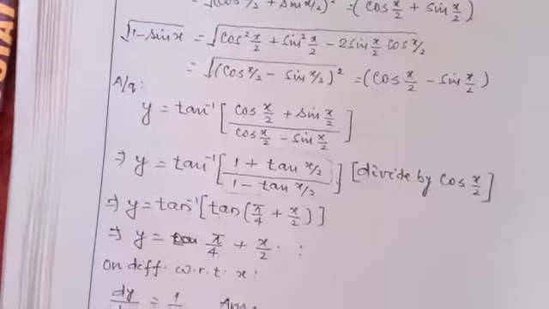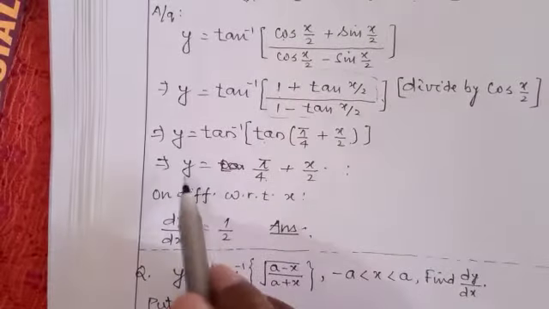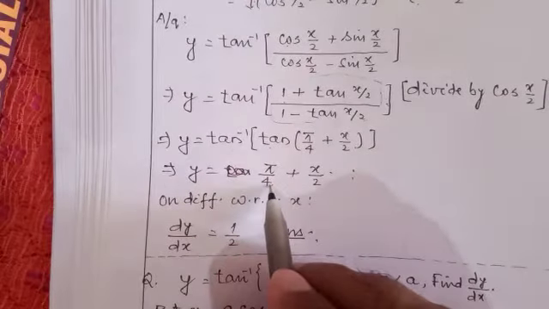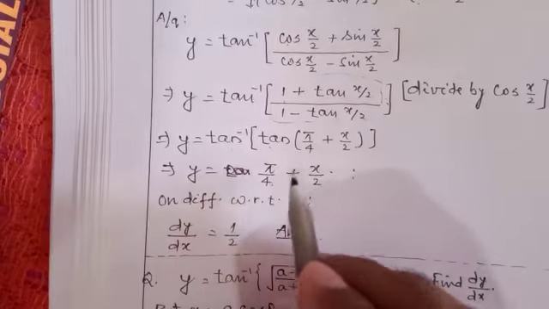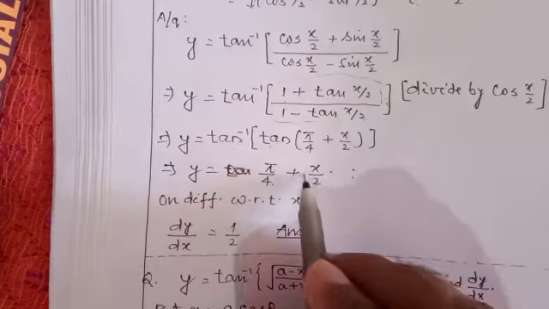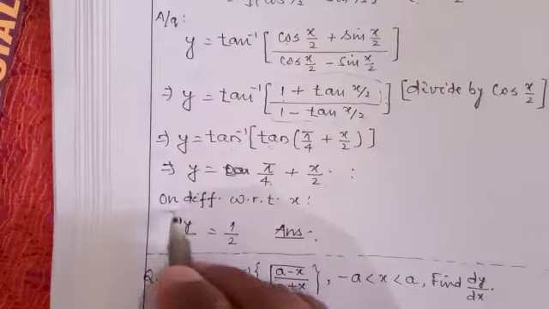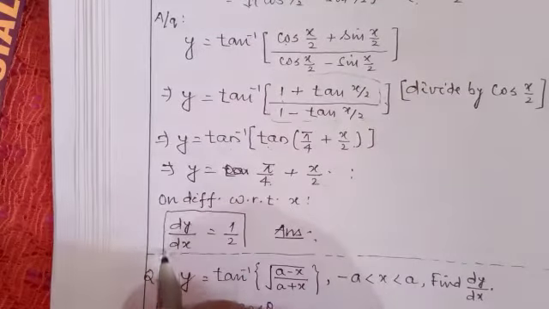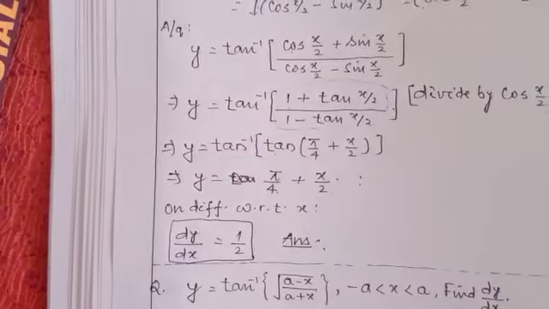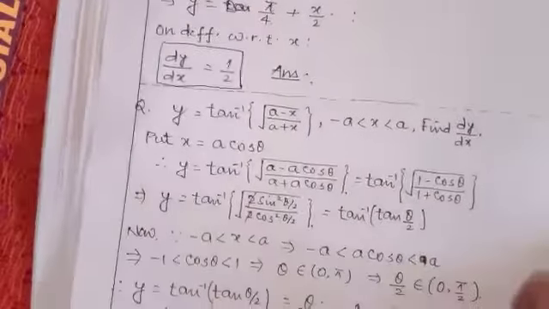Now differentiate both sides with respect to x. Then we have dy by dx. Differentiation of pi by 4 is 0 because it is constant, plus differentiation of x by 2 is 1 by 2 into differentiation of x, which is 1. So finally we will get dy by dx is equal to 1 by 2, which is your result. See one more question regarding condition.